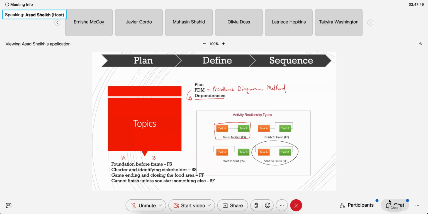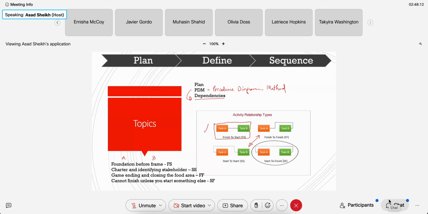So they both have to finish at the same time, but B depends on A. With start to start, they both start at the same time, but B depends on A. Finish to finish, they finish at the same time, but B depends on A. So they're like that. This is the more normal kind, which we use all the time.